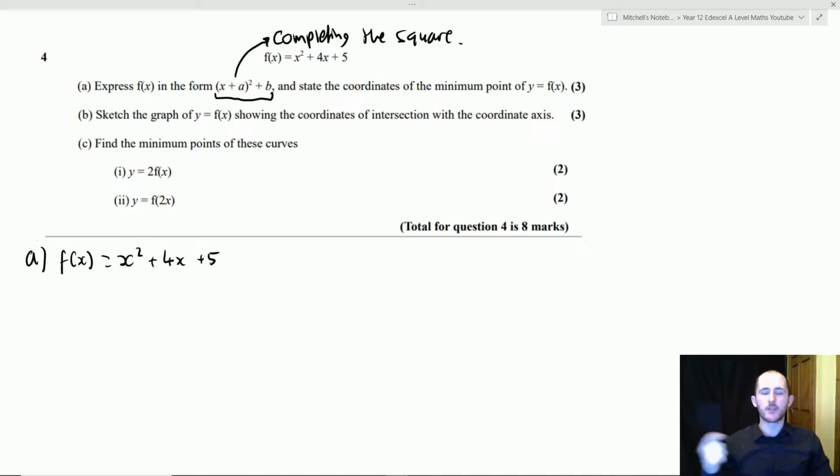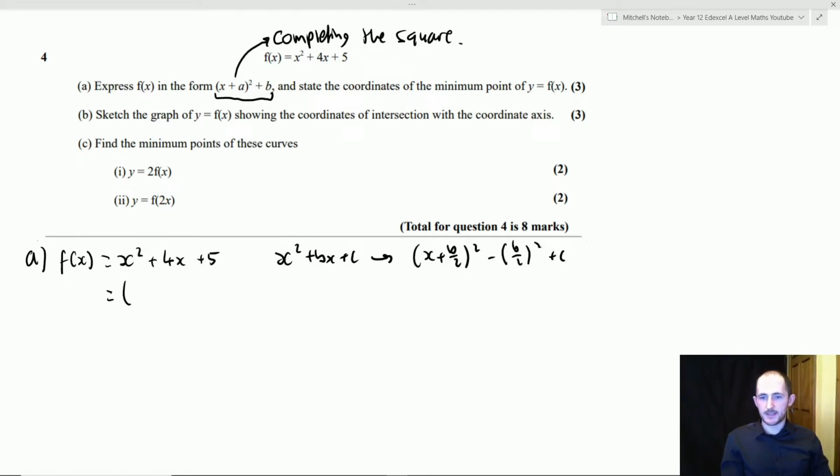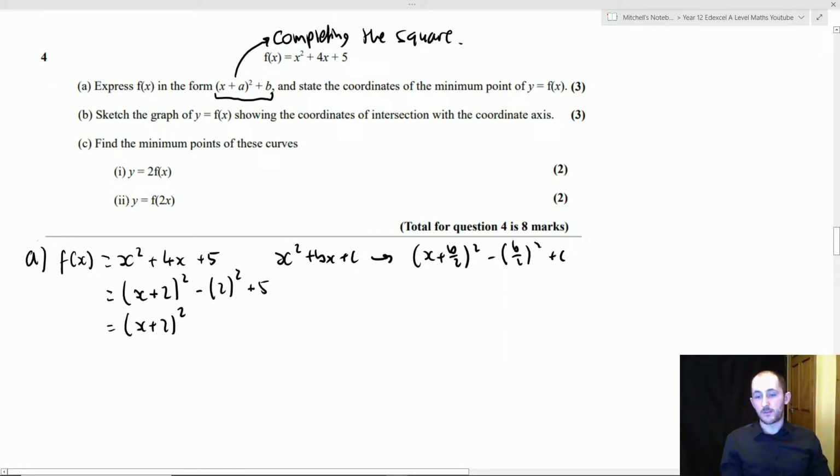Now, I'll explain how the trick works. You can just memorize it, but I'll explain why it works as well. With completing the square, if you remember, you have x squared plus bx plus c. That now becomes x plus b over 2 squared minus b over 2 squared plus c on the end. So let's now sub our thing in. We have x, 4 over 2 is going to be 2. So x plus 2 squared minus 2 squared plus 5. Now 2 squared is 4, minus 4, and then plus 5, so we have plus 1.